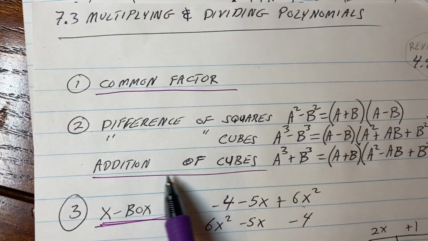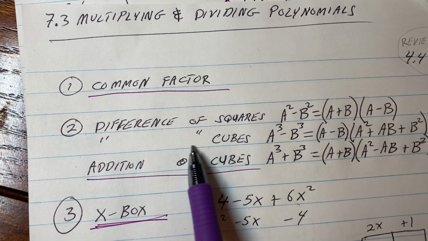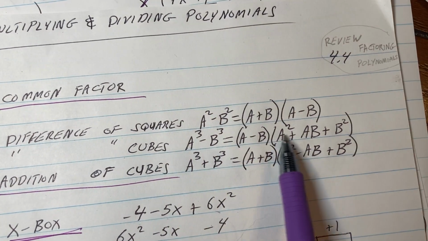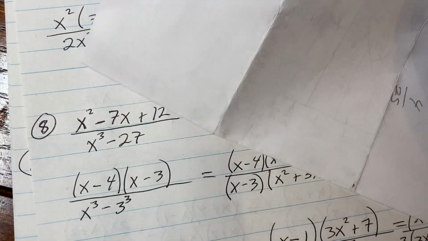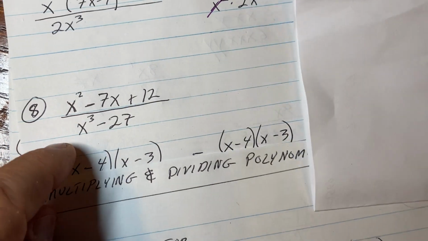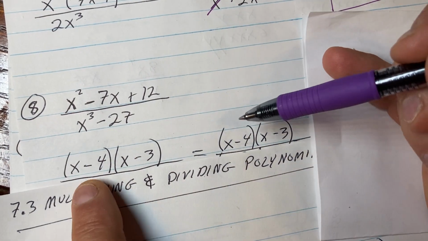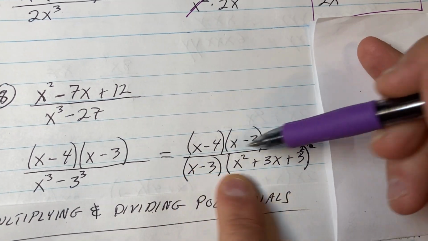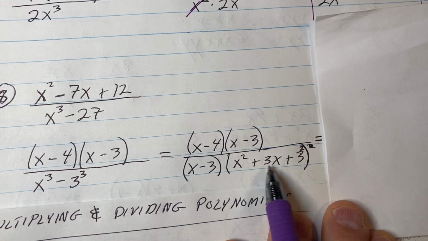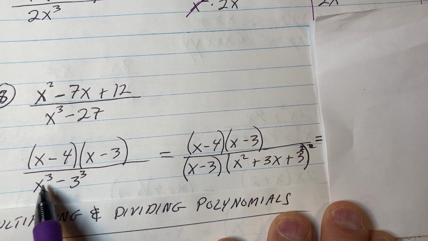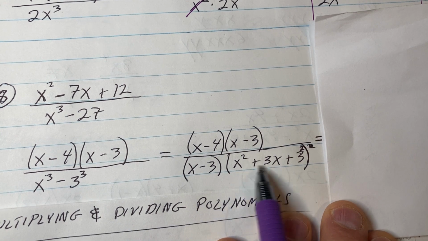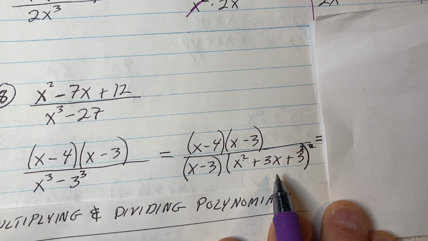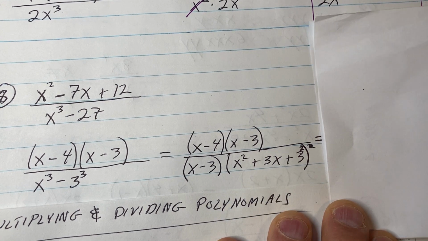Difference of cubes: something cubed minus something else cubed. That's what we're going to use. The top has not changed. The bottom, when you factor that out, you get this. Can you factor this anymore? No, this portion cannot be factored anymore. If you factor it, you'll get an imaginary number, but we're not looking for imaginary numbers. We only want real numbers here.